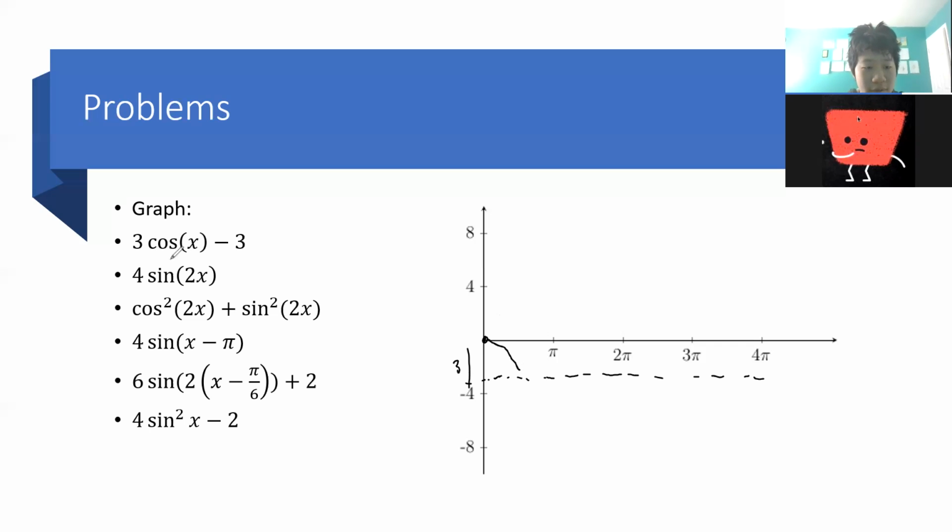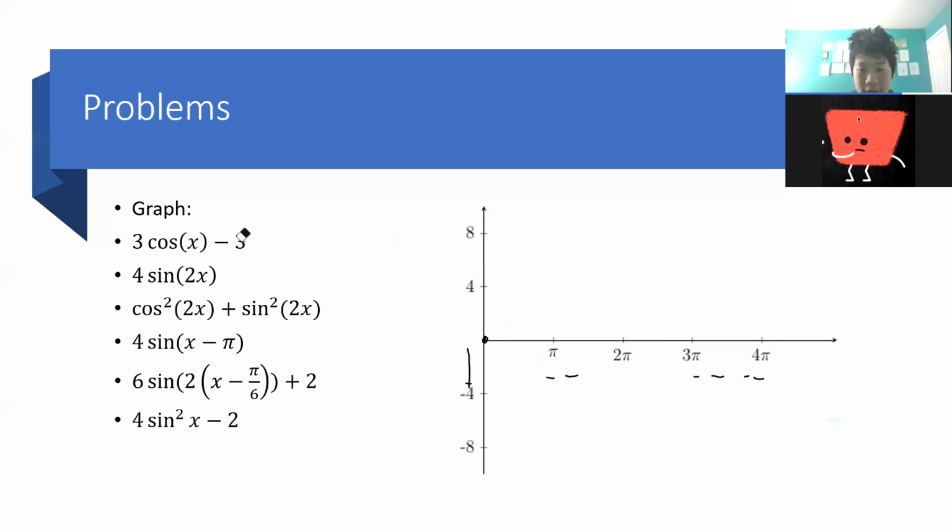And it looks like we don't have any change for a period. The period's still 2 pi, which means it hits the minimum at pi and goes back up to 2 pi. And then it just continues. So that's the graph of 3 cosine x minus 3. Okay.